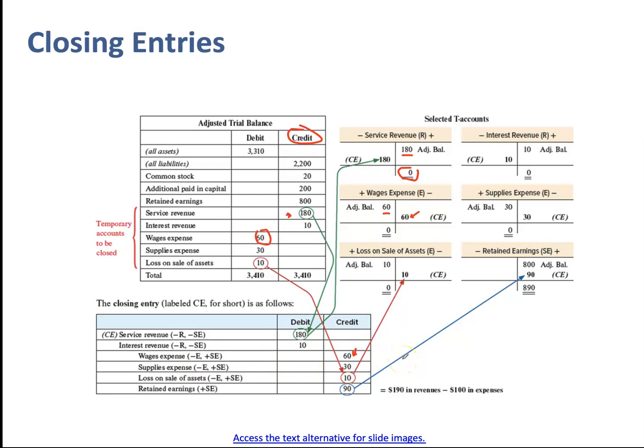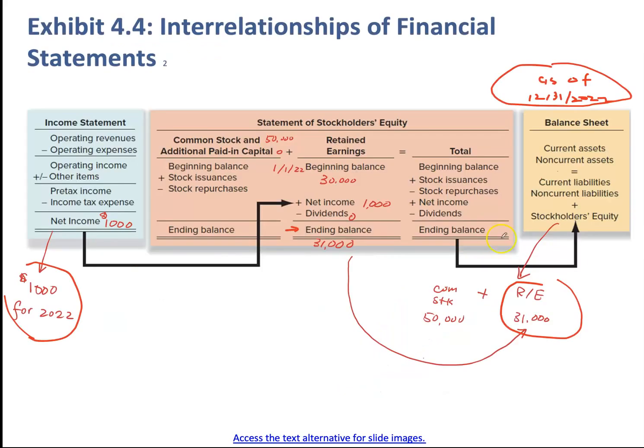All right, now the question comes. When I debit a sales revenue for $180, what do I credit? Remember, which one is the account that connects the income statement and the balance sheet? You got it. It's the retained earnings account, right? So in order to close the income statement accounts, everything flows through retained earnings.